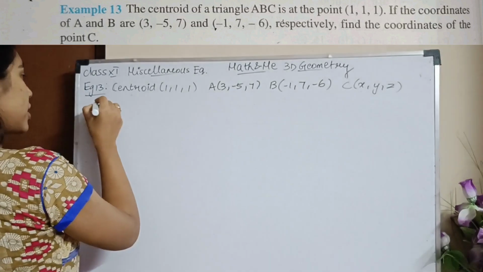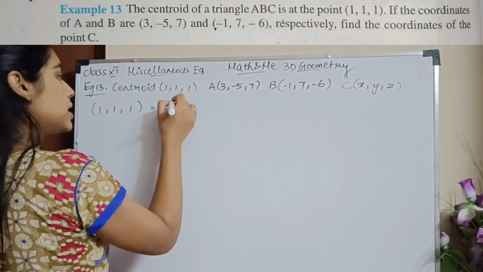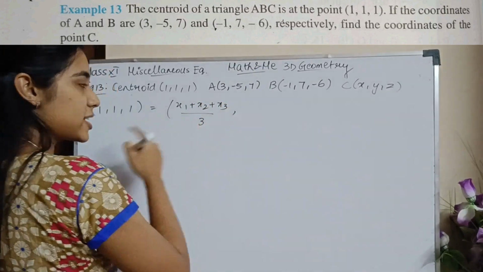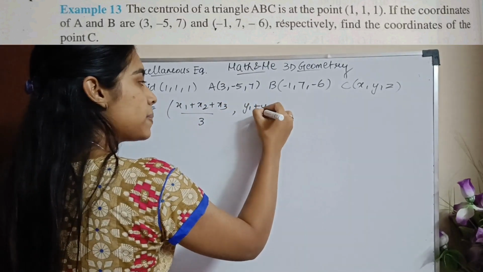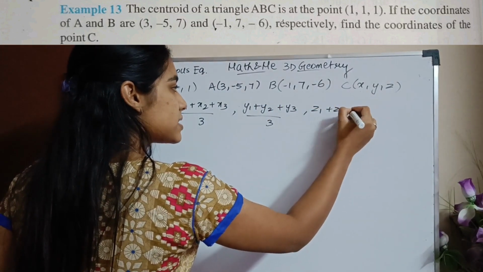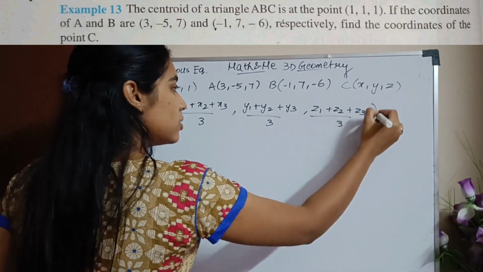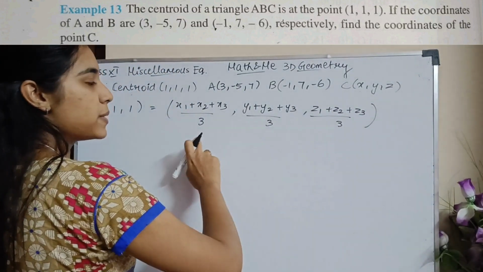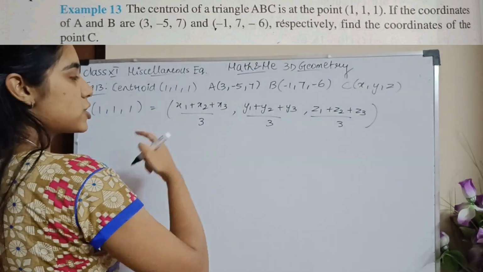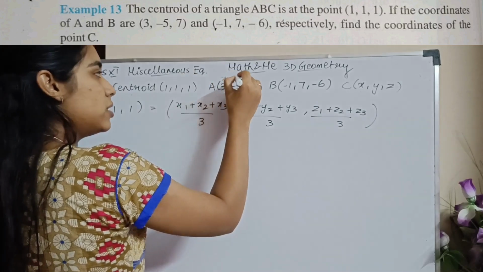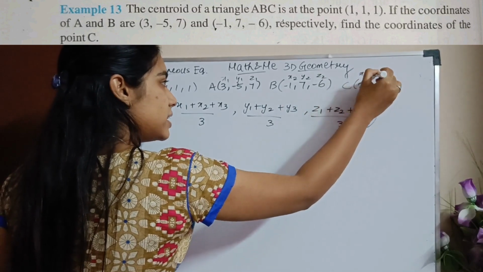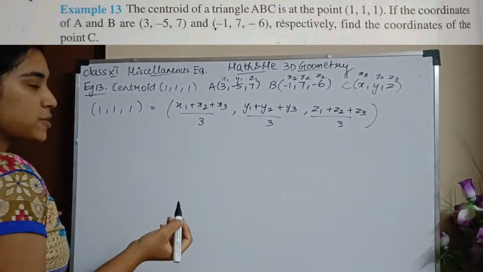So the centroid, which is 1, 1, 1, has x coordinate x1 plus x2 plus x3 divided by 3. My y coordinate is y1 plus y2 plus y3 divided by 3. And my z coordinate is z1 plus z2 plus z3 divided by 3. I have given the justification for these coordinates in example 9. This is my x1, y1, z1, this is x2, y2, z2, and this is x3, y3, z3. I'm going to substitute it in the equation.